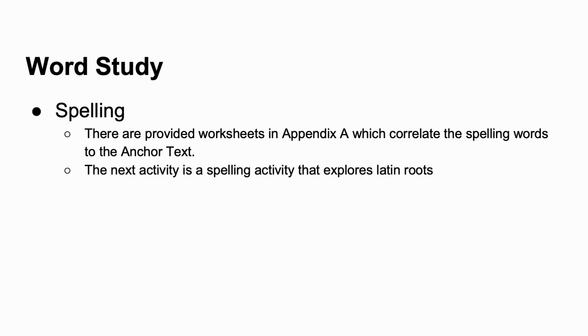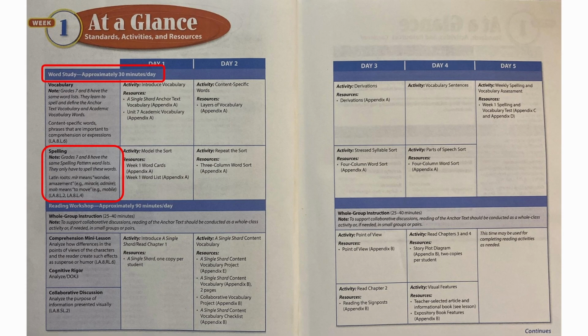Appendix A correlates spelling words again to the anchor text and to other things as well. The list of words are identified as either anchor text vocabulary, academic vocabulary, or just your run-of-the-mill grade level spelling list, or word list, I'm sorry. The next activity that we're going to do after I show you the screen here explores Latin root words, which in this lesson would have been a part of it anyway, and then we'll take a break. But here on this page you can see word study.